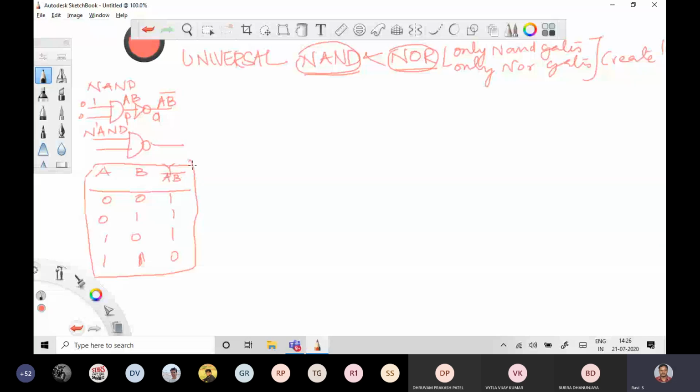Now, what is the IC number required for the practical implementation? 7400 is the NAND IC. So what is the configuration of this 7400? This is also a 14-pin IC. The 14th pin is connected to VCC, the 7th pin is connected to ground. Here pin number 1, pin number 2 is input, pin number 3 is output.